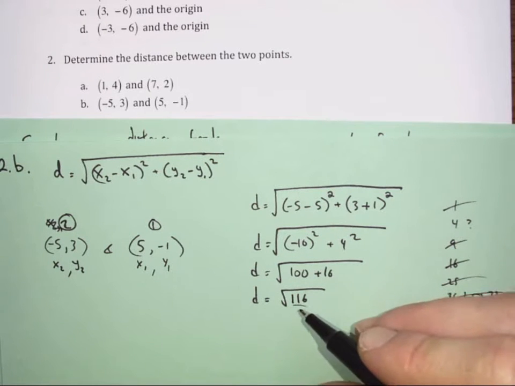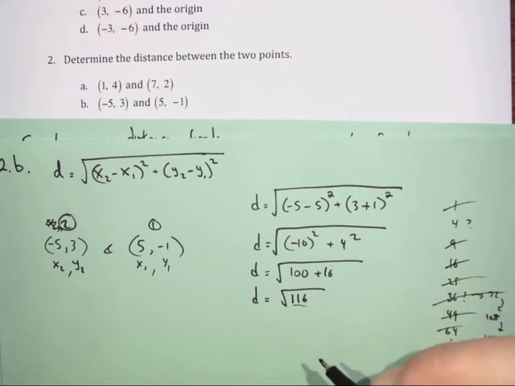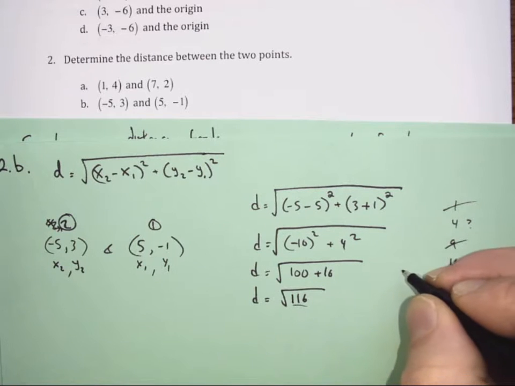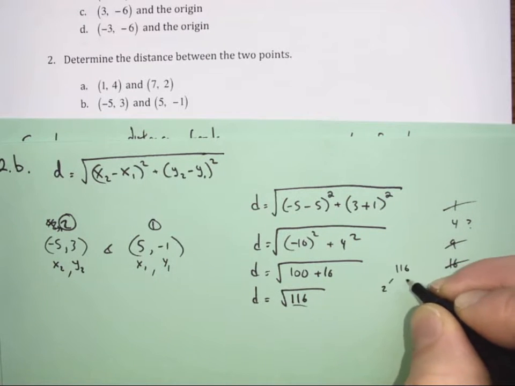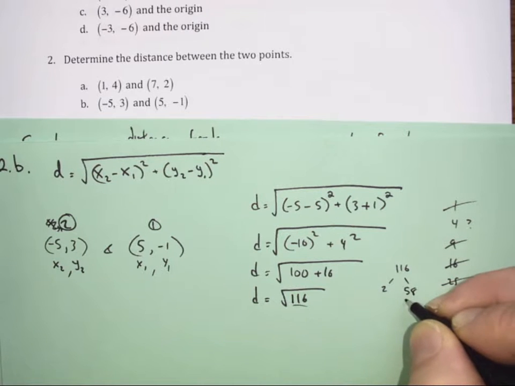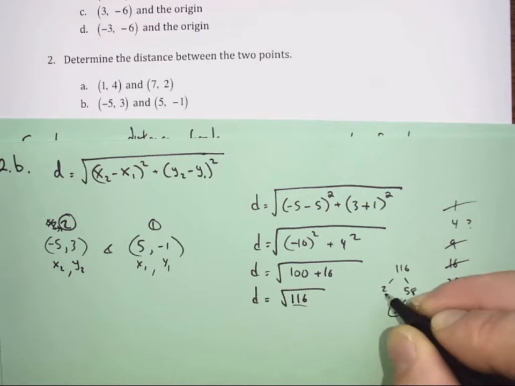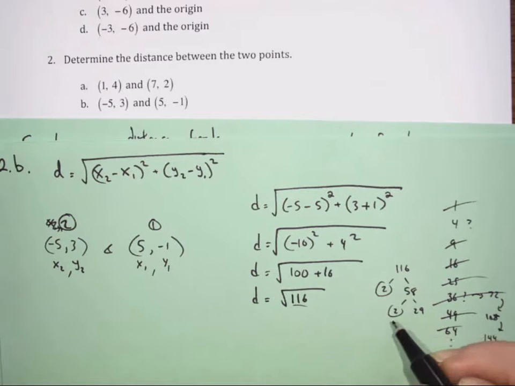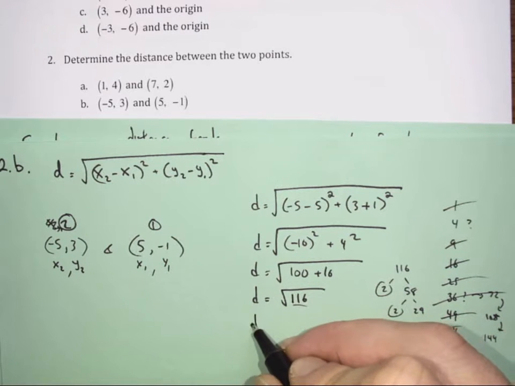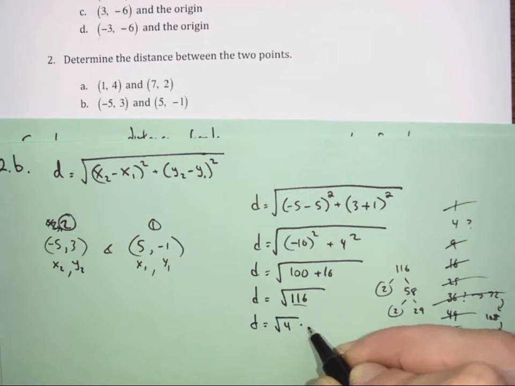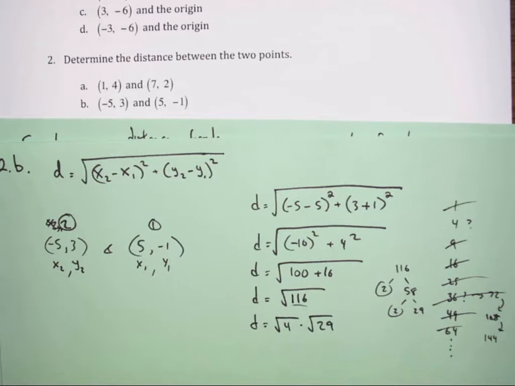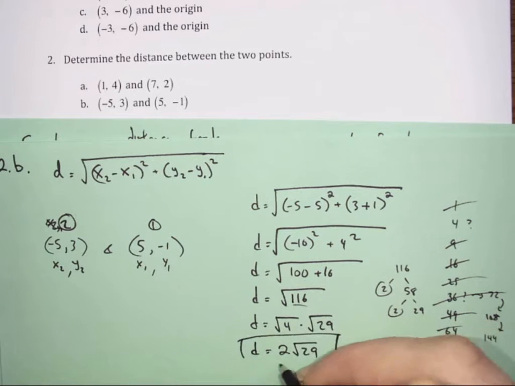Is it divisible by 4? Well, it's divisible by 4 if it's divisible by 2 twice. So if I can write 116 as 2 times 58, and then I'll split 58 into 2 and 29, so I can divide it by 2 twice. So it can actually be written as 4 times 29, which can really be written as 2 root 29, which is our simplest possible answer for the distance between these two.